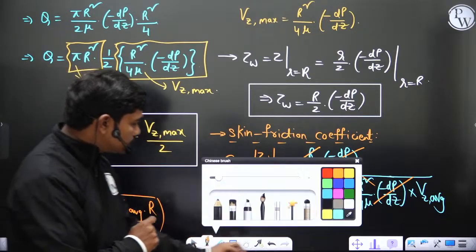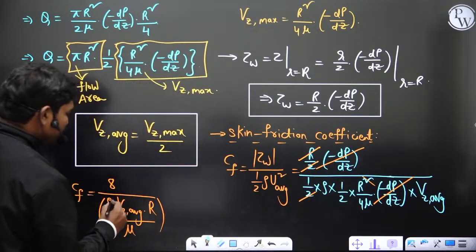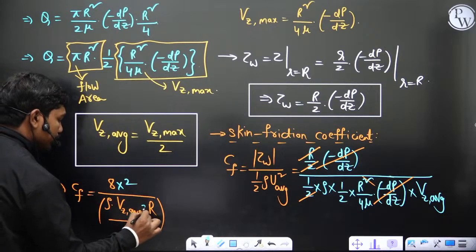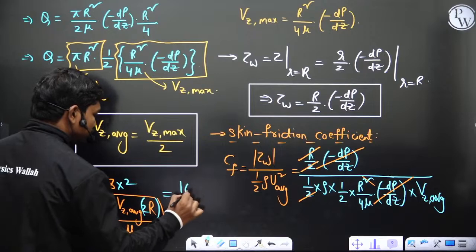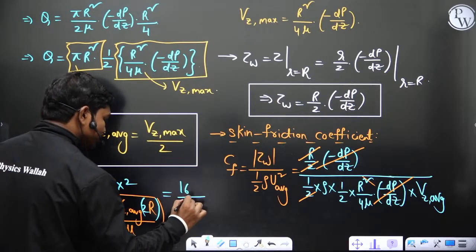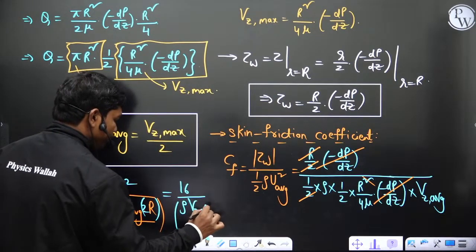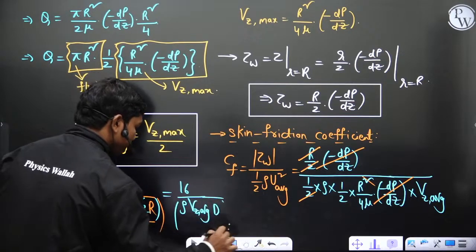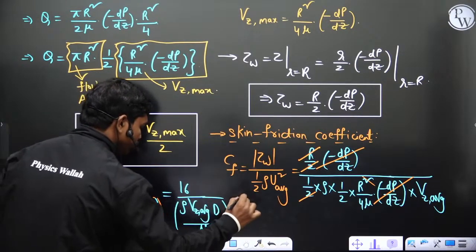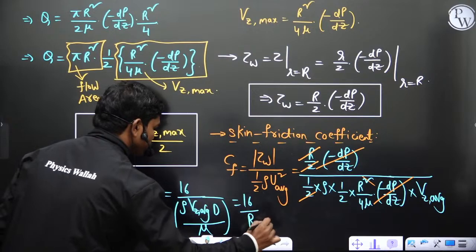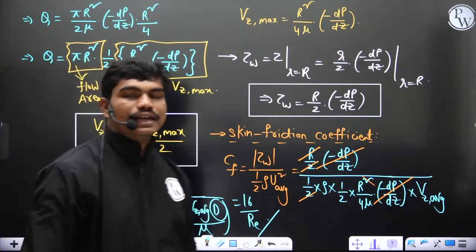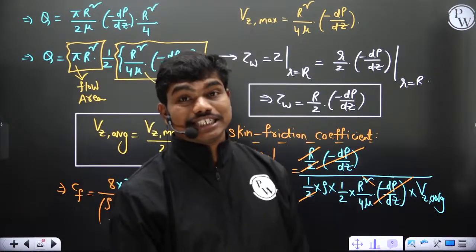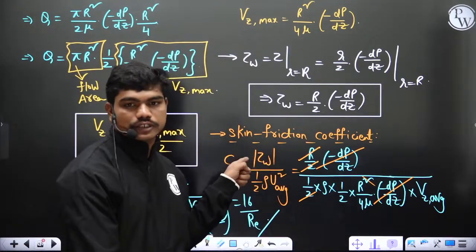Now let us see something. If you multiply a 2 here and also a 2 here, this 2r is nothing but diameter, correct? So 2 8s are 16, 16 by rho average velocity into d by mu. Because for a pipe, this is diameter, so this is 16 by Reynolds number. That's why in all your problems, friction coefficient is 16 by Reynolds number because of this.